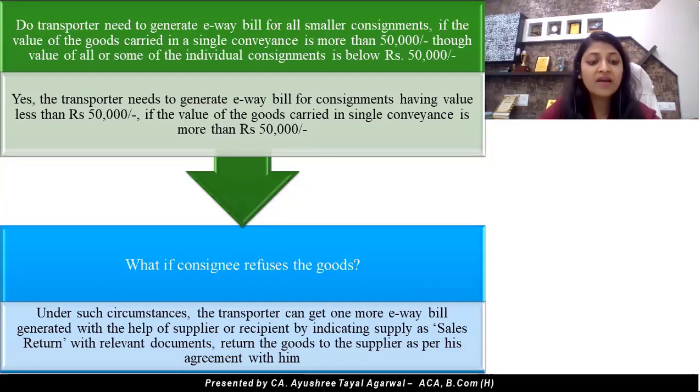Another question raised by our clients is, what if the consignee refuses the goods? If the consignee refuses the goods, the supplier shall direct the transporter to generate one more e-way bill indicating the supply as sales return, and the transporter will deliver the goods to the supplier.